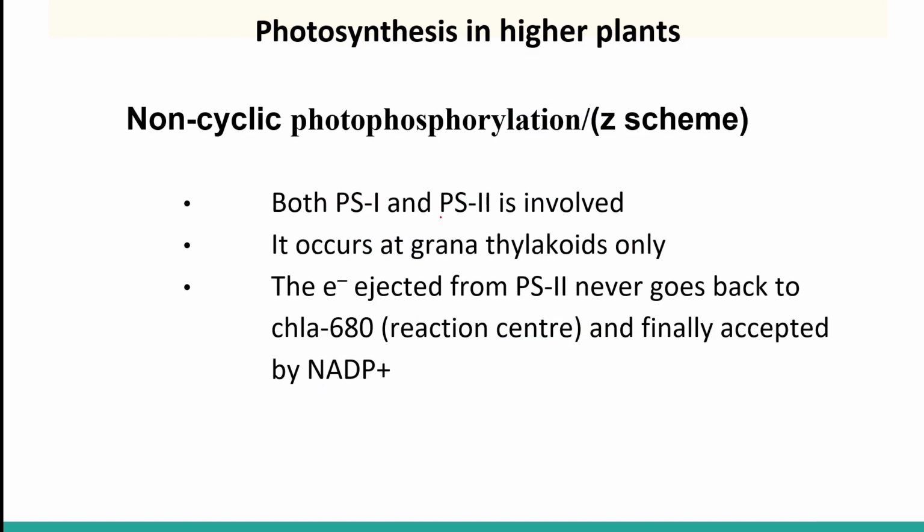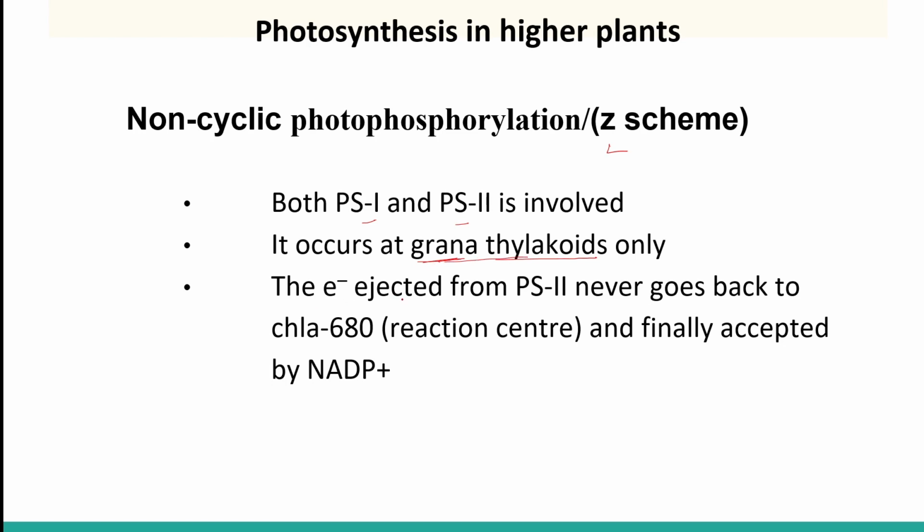Now let us talk about non-cyclic photophosphorylation, which is also called the Z scheme, because it follows a zigzag pattern, or makes a Z pattern. Here both photosystem 1 and photosystem 2 are involved, and the site of occurrence of non-cyclic photophosphorylation is the grana thylakoids, or you can simply say grana.